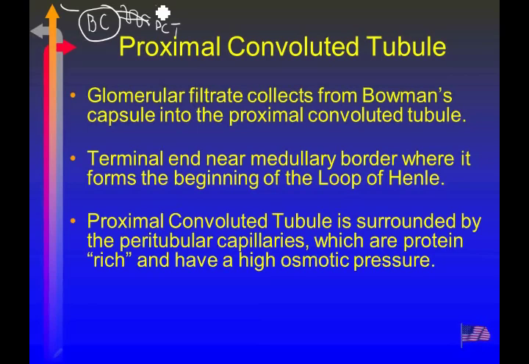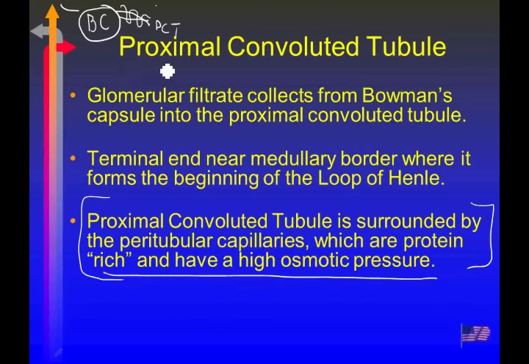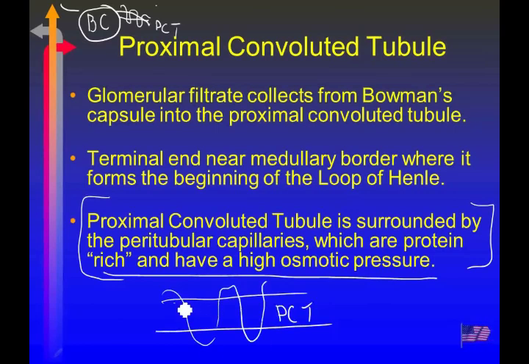Technical name for it. But those peritubular capillaries are very high in osmotic pressure, so they're going to pull fluid. If this is my proximal convoluted tubule and these are my vasculars, it's going to pull fluid out of here and back into here, which is what you want to do. You want to reabsorb the water. You want to reabsorb things back into the vascular space.